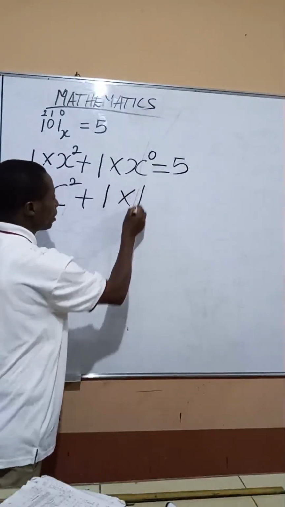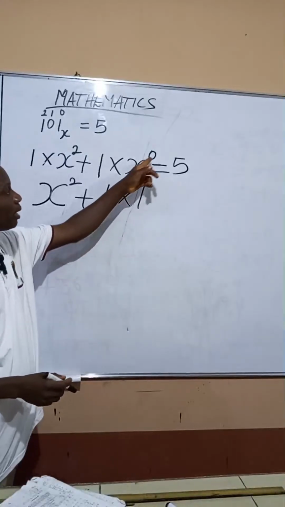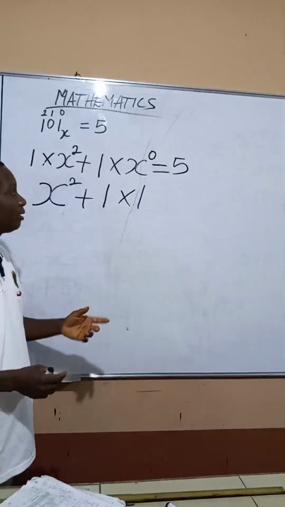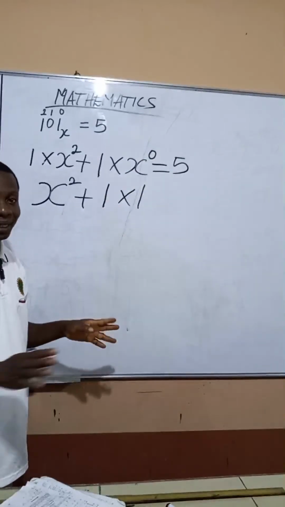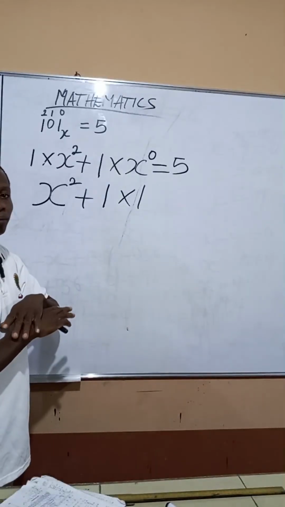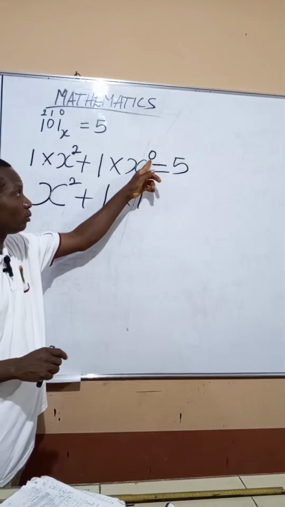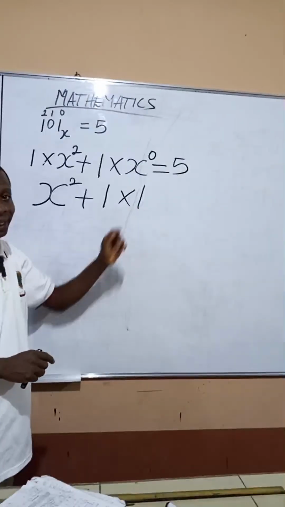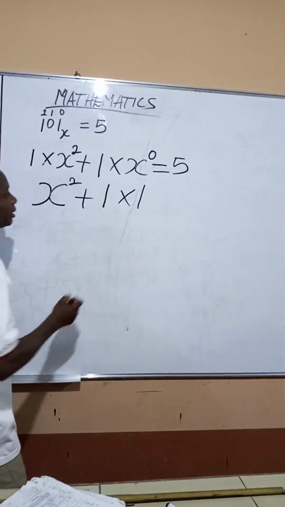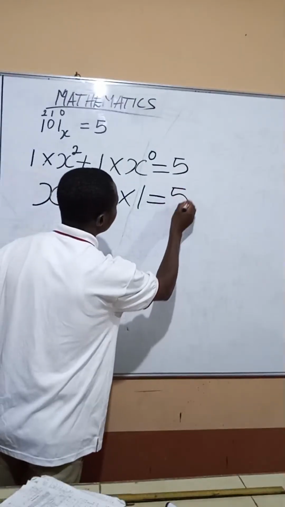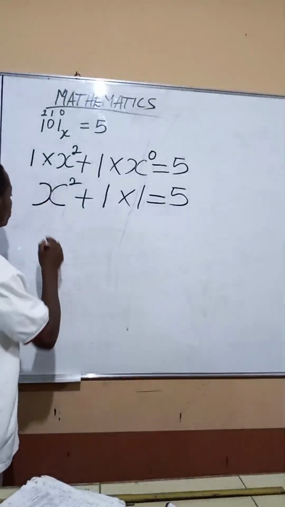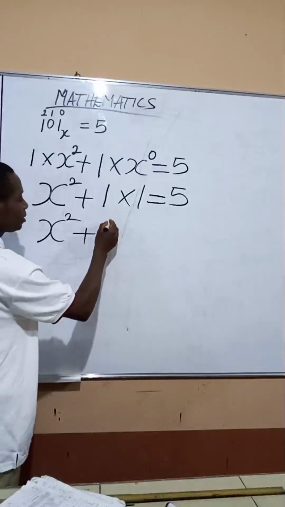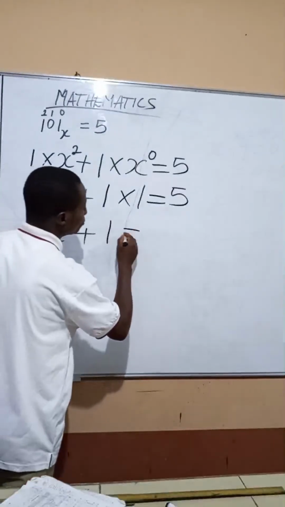1 times 1. x is raised to the power 0. Whatever we raise to the power of 0, according to the law of indices, is going to be 1. No matter what it is, whether it is a symbol or numbers, no matter the magnitude, when it is raised to the power of 0, we'll always get 1. So that is how simple that is. And this equals 5. Then x squared plus 1 times 1 is 1, and this equals 5.